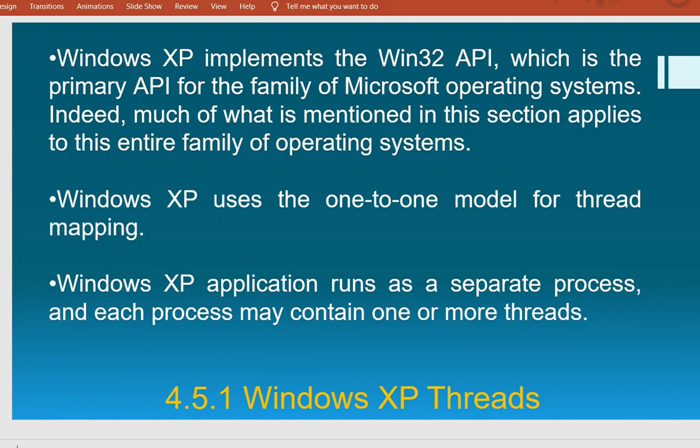To give a background, the Win32 API is a Windows application programming interface for developing 32-bit applications. We all know that Microsoft runs 32-bit applications in the C++ programming language. Next, Windows XP uses the one-to-one model for thread mapping. And a Windows XP application runs as a separate process, and each process may contain one or more threads.